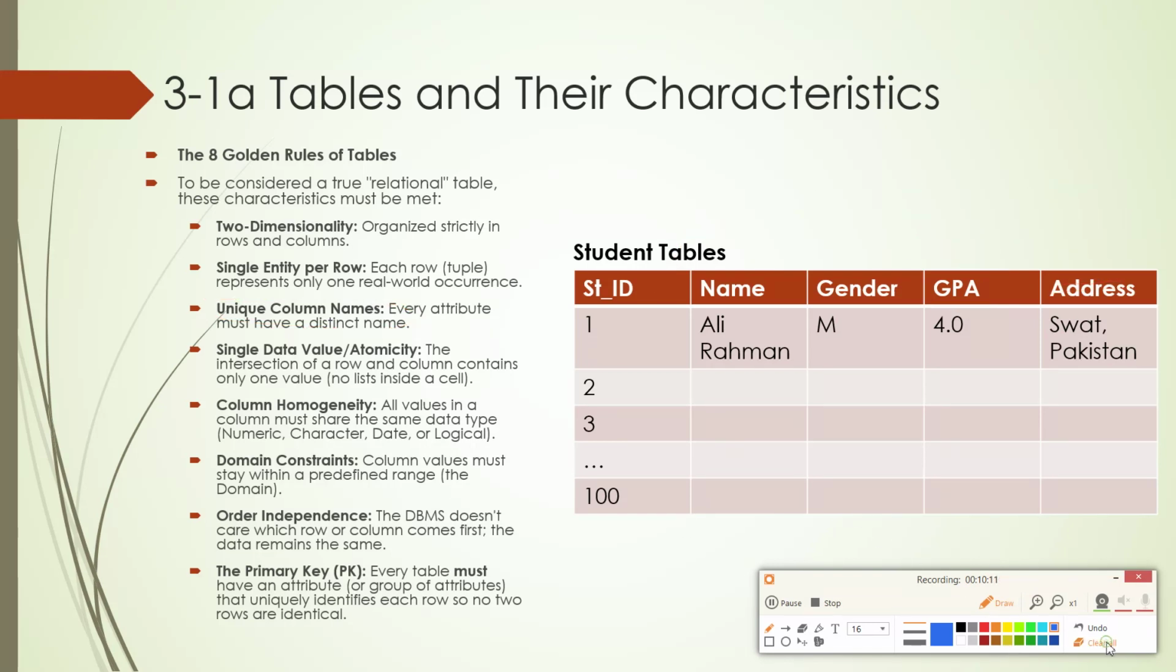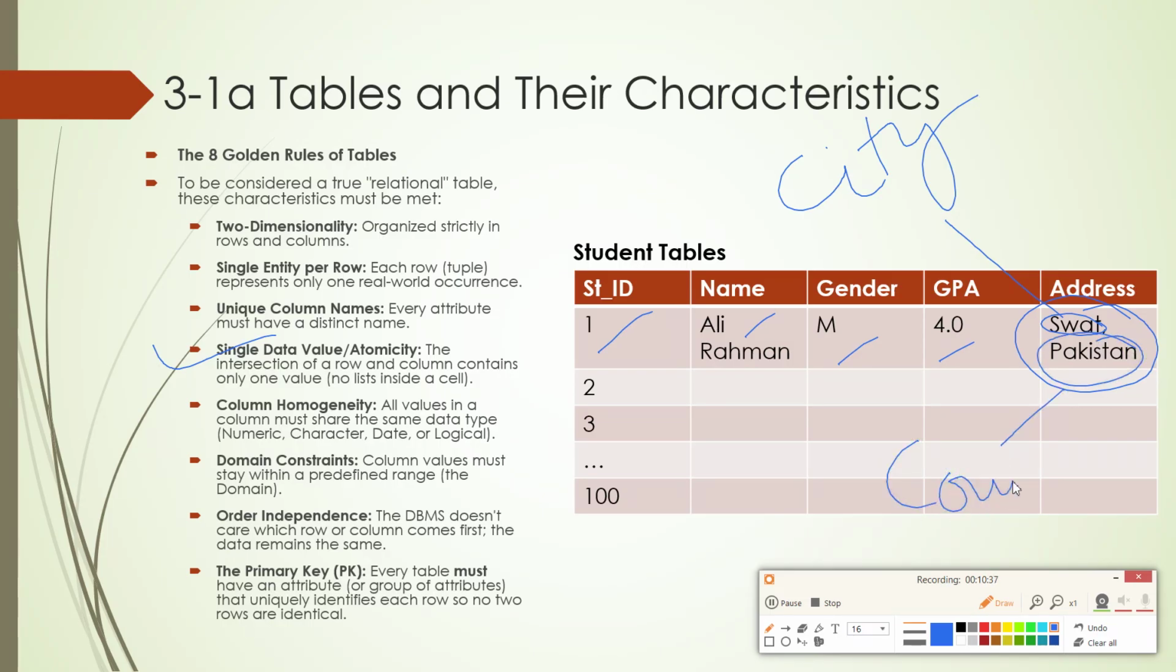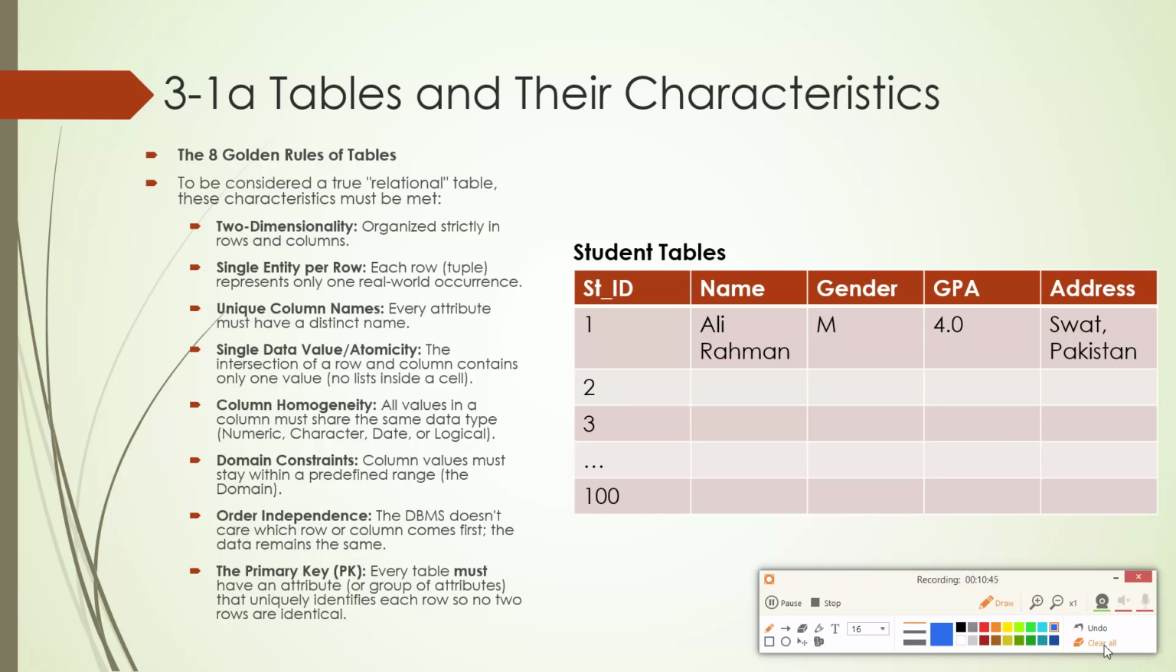The fourth rule is single data value. By single data value we mean that each column should carry only one value, not two. But in this case, if you see, it carries Swat, Pakistan. It carries two values. Swat is the city, and Pakistan is the country. So this column takes two values, and this is not allowed. So we have to look into this single data value, and this characteristic is called atomicity.